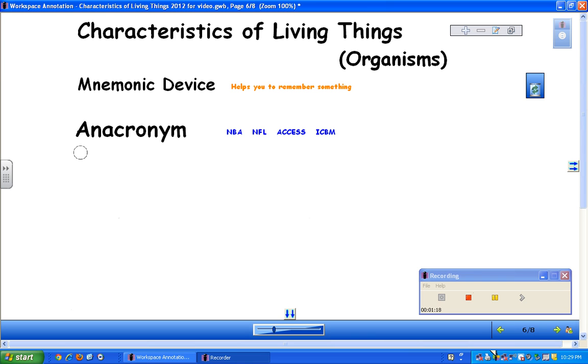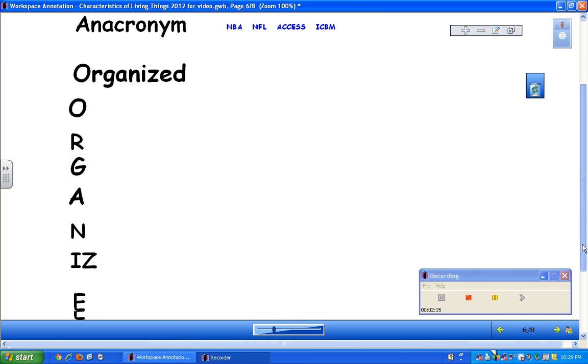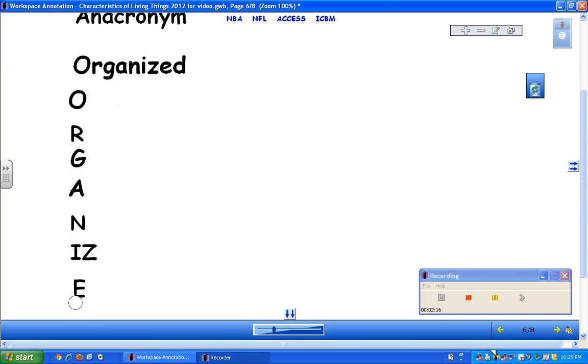And so what we're going to use here is the word organized. And we're going to use that in order to help us remember the characteristics of living things. The idea here is that in order to be a living thing, it has to have all of these characteristics. So we're going to take organized, and we're going to basically spell it down the side here, and then indicate what is represented by each of those letters. There's a D down there somewhere too.